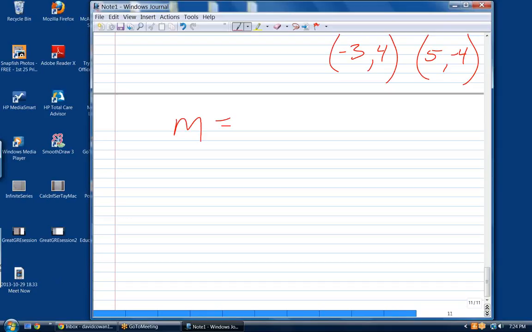The slope in this one would be 8 over 2. So we're either going to do it this way.